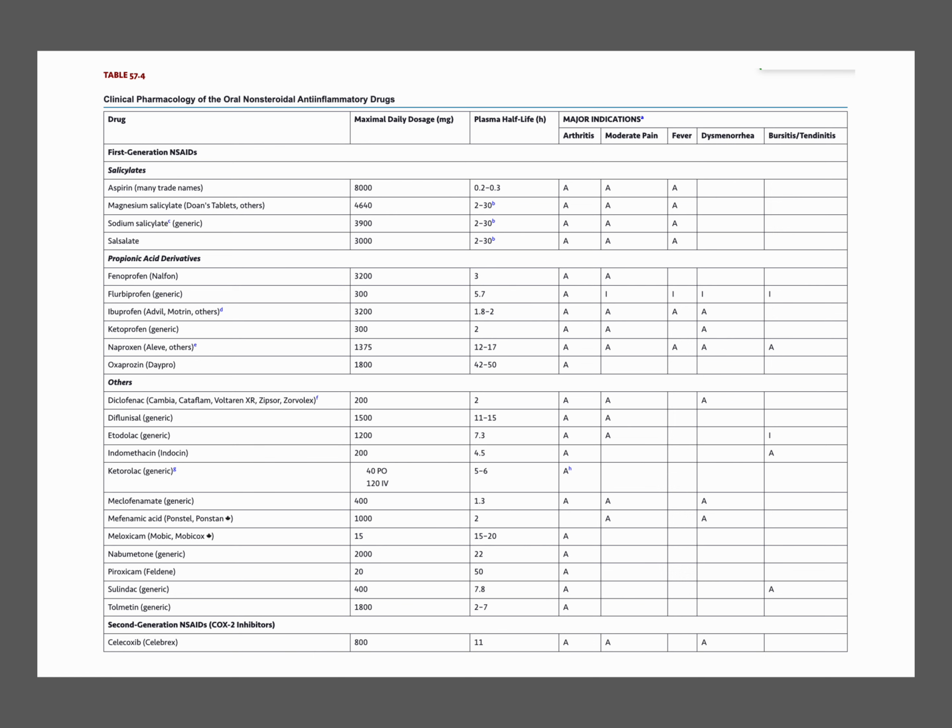So for aspirin, 8,000 milligrams is the max dose per day. For ibuprofen, it's 3,200 milligrams max dose per day. Naproxen, so this is Aleve, this actually is 1,375 milligrams per day, so a lot lower than Advil or Motrin. I'd also want to bring you down to Celebrex. 800 is the maximum daily dose per day. So take a look at this chart or table in your textbook.